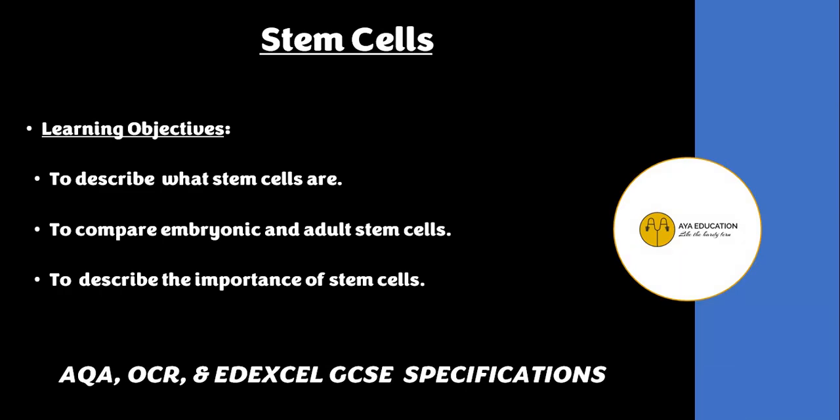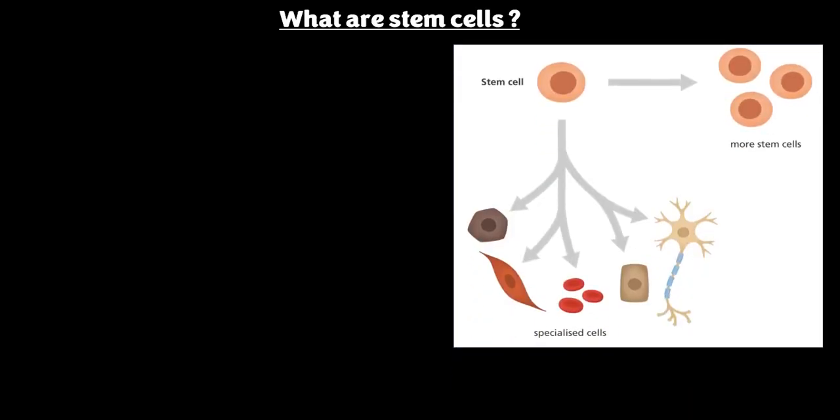Hello, this is the fifth lesson in the series on cell biology on stem cells. The lesson objectives are to describe what stem cells are, to compare embryonic and adult stem cells, to describe the importance of stem cells. This lesson is tailored to the AQA, OCR, and Edexcel GCSE specifications and any other secondary specification. Let's start by looking at what stem cells are.